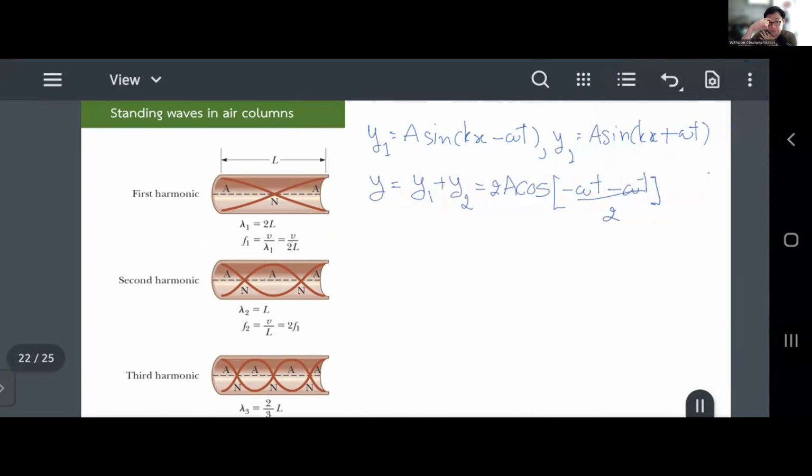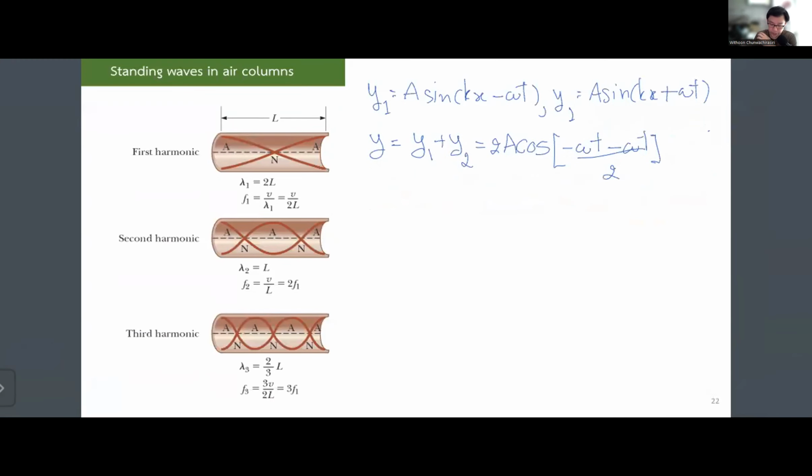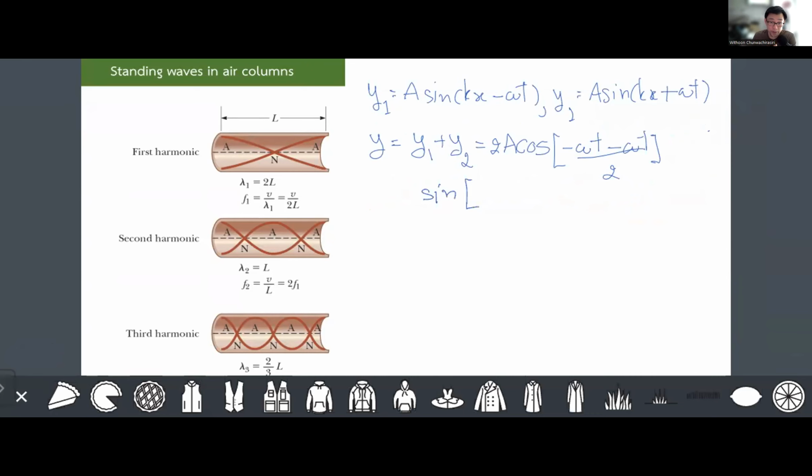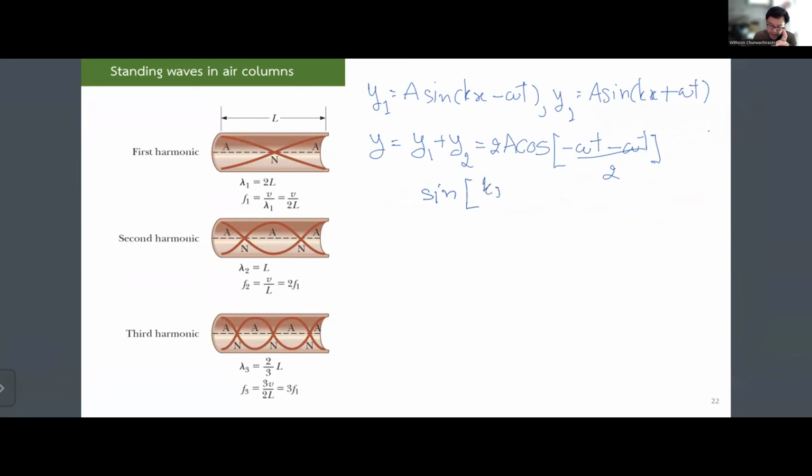Okay. All right, that's the first term. That's done. What about the sine term? The sine term will be the sum divided by 2. When you sum these two arguments, the negative omega t and the omega t will cancel. You will be left with just the kx. So it's going to be kx plus kx over 2. Cool?